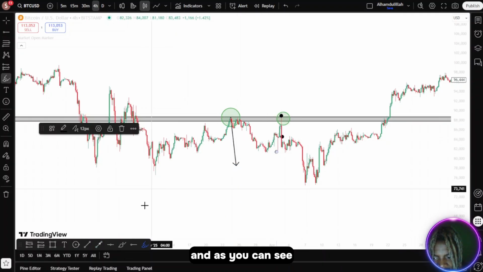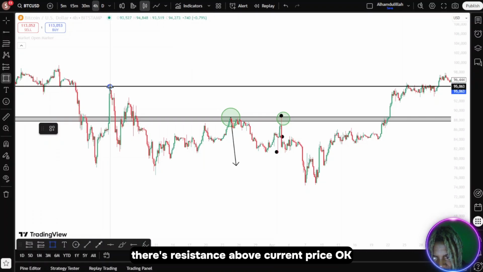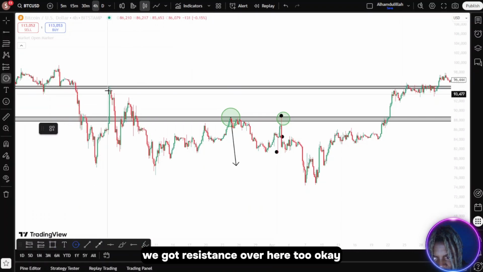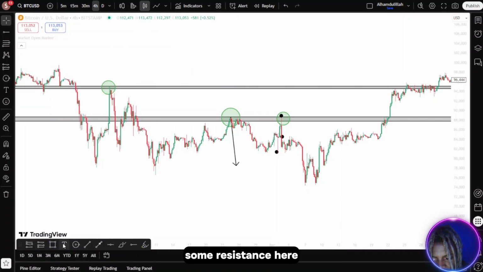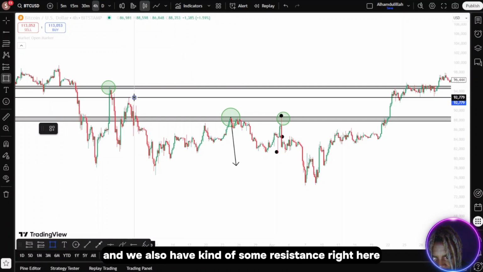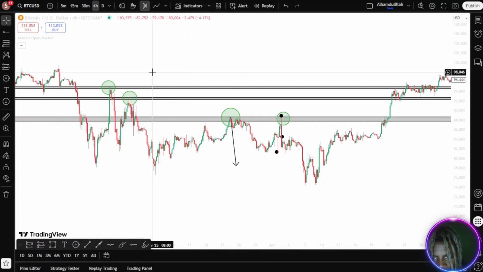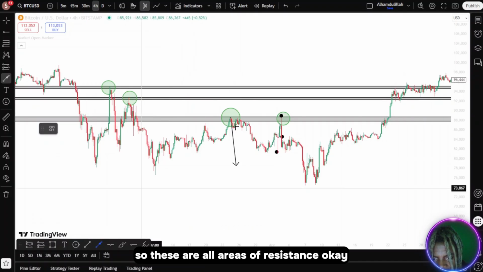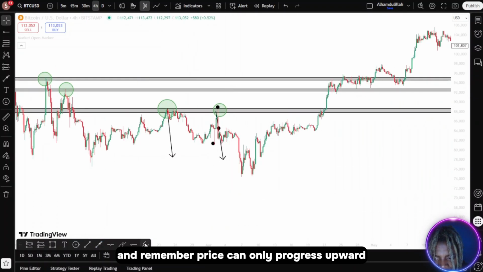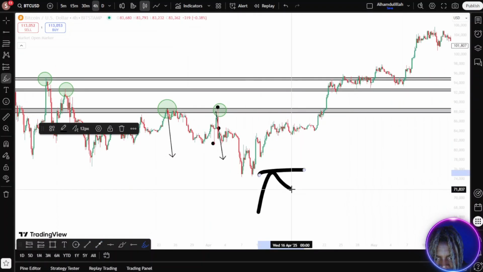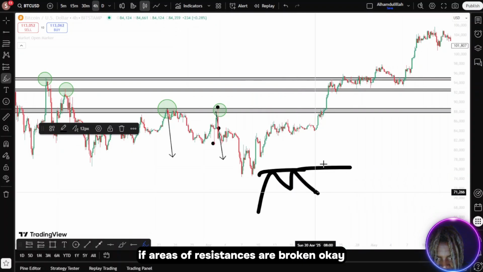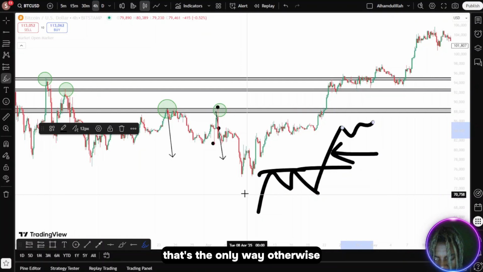Okay, and as you can see, there's resistance above current price. We got resistance over here too. Some resistance here, and we also have some resistance right here. So these are all areas of resistance. And remember, price can only progress upward if areas of resistance are broken. That's the only way.